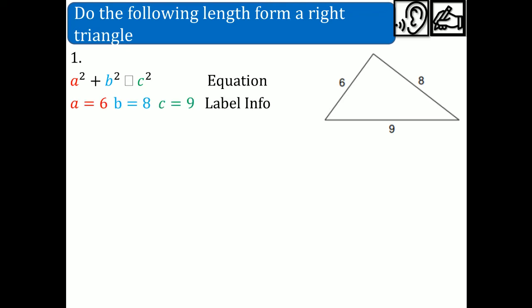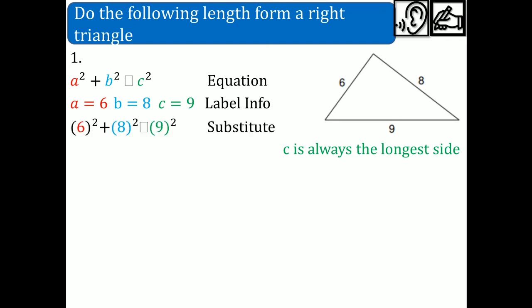Here's our equation. I label in my information. A equals 6, B equals 8, C equals 9. But wait, now you're saying, Mr. S, how do you get C if you don't have that box in that corner telling you? Understand, C always refers to the longest side. You have to understand that C is always the longest side. So what is the largest value: 6, 8, or 9? Which is 9. That's why 9 is the value for C.